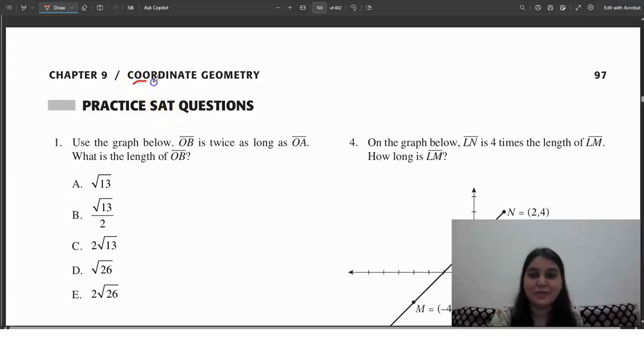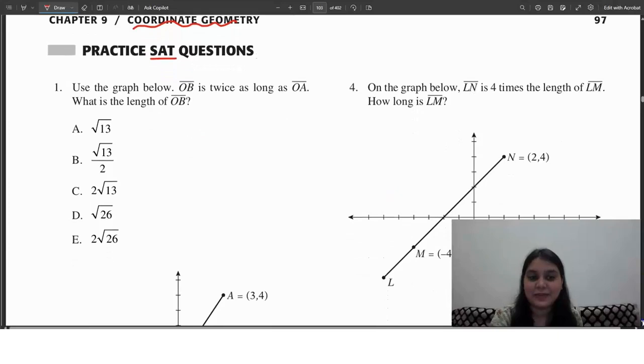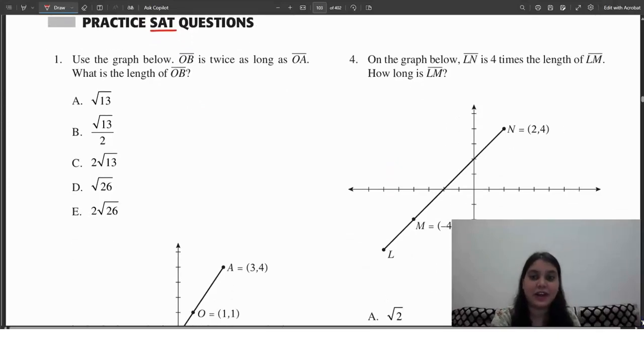Hello, so we are going to do coordinate geometry questions. We are going to try SAT practice questions. Let's start with the first question. So in the graph below, OB is twice as long as OA. What is the length of OB?